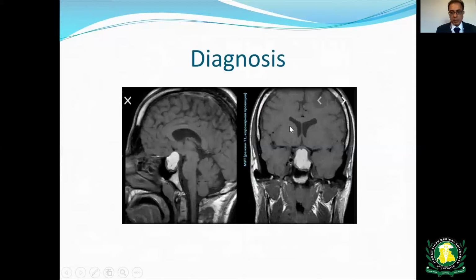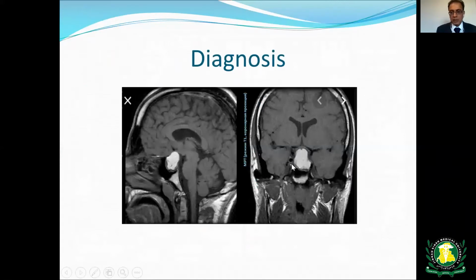If you can appreciate, this is the sagittal and the coronal view. This is the brighter area, the area of the pituitary gland, which is hyperdense, very bright, comprised of all blood. And this is the optic nerve. It's very close to the optic nerve, so once the optic nerve is affected, you may have visual symptoms as well.